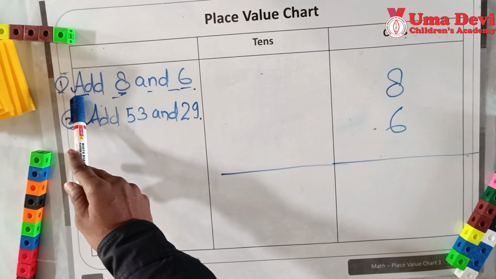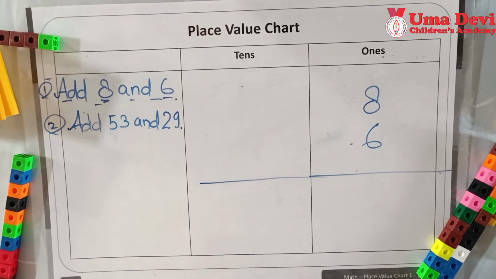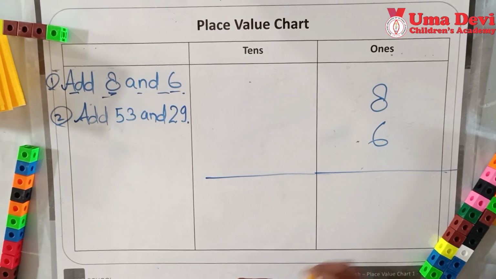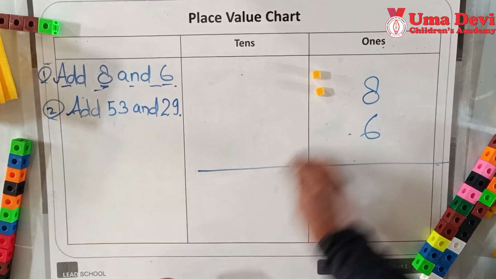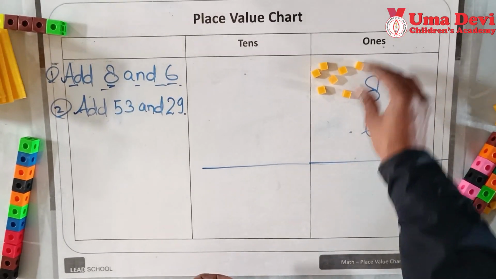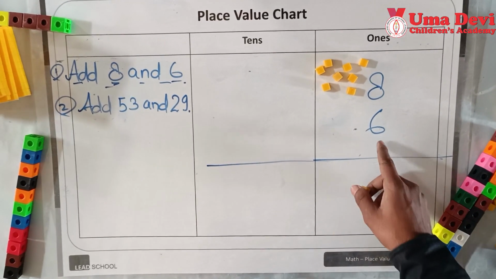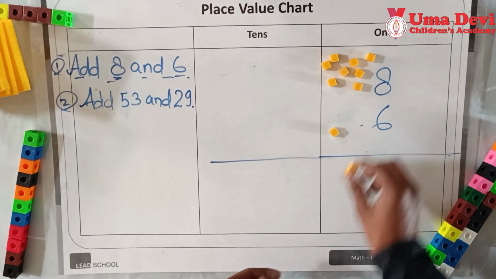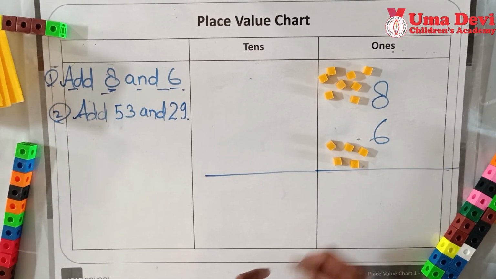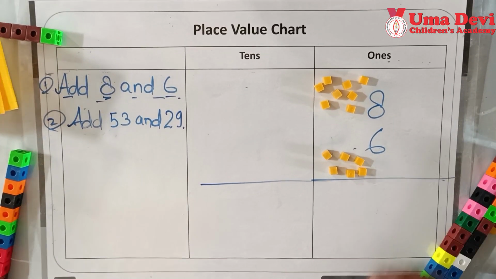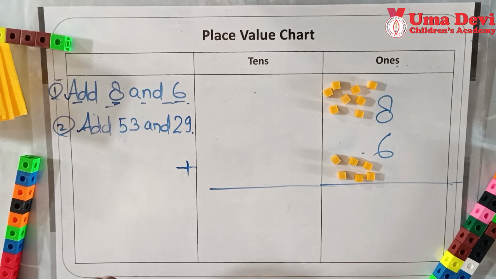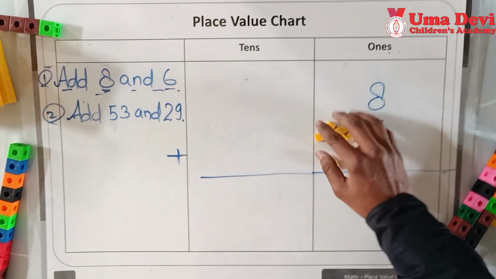Just add 8 and 6. So I have written these numbers here, 8 and 6. So for this 8 I am taking 8 blocks, 1, 2, 3, 4, 5, 6, 7, 8. For this 6 I am taking 6 blocks, 1, 2, 3, 4, 5 and 6. As we have to add these numbers, so we will put all these blocks together.